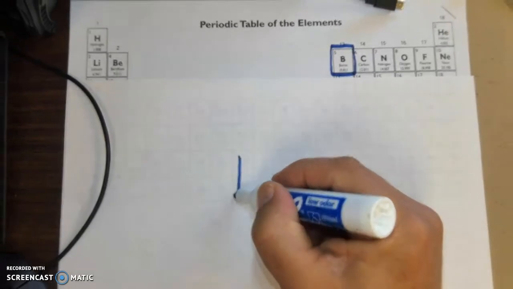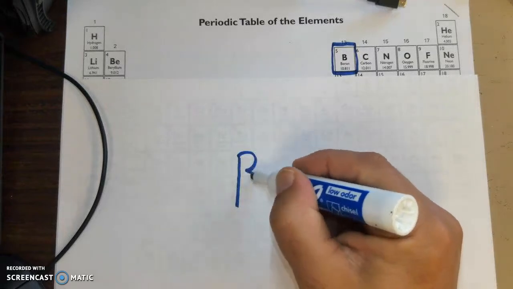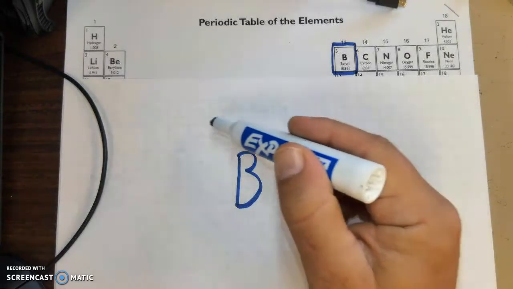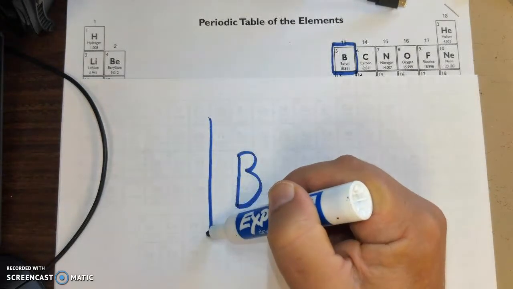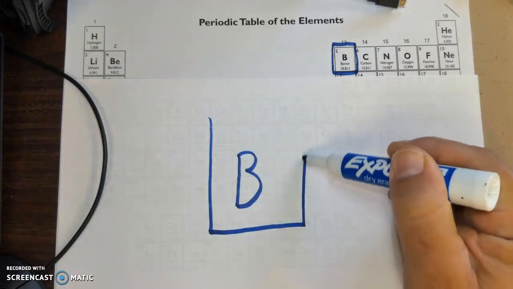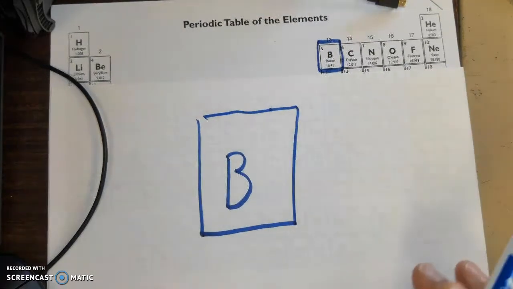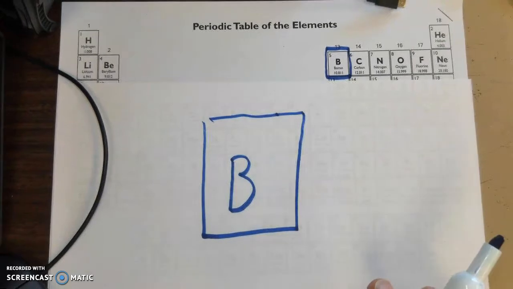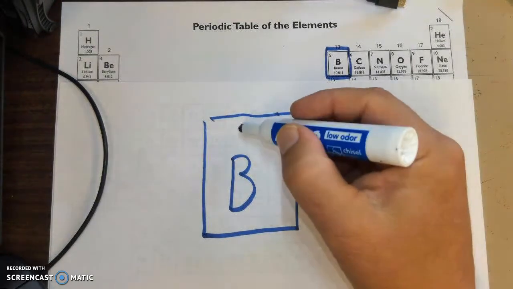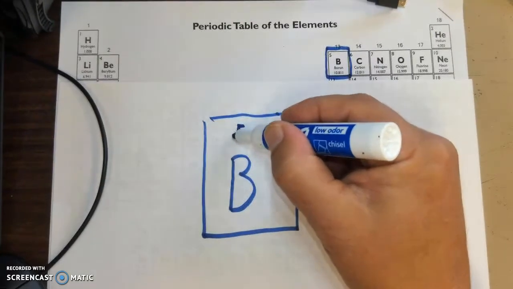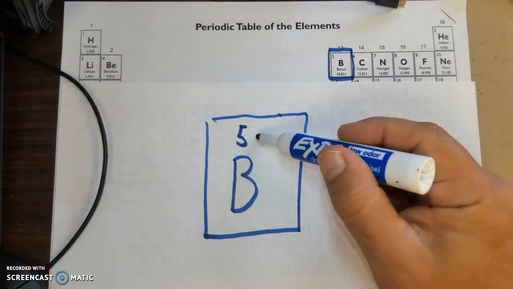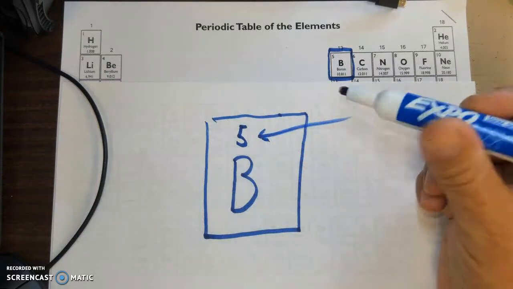I'm going to write the atomic symbol, which stands for boron, which is one of the elements in group 13. Okay, I'm going to put the atomic number above it. I'm even going to label that atomic number.